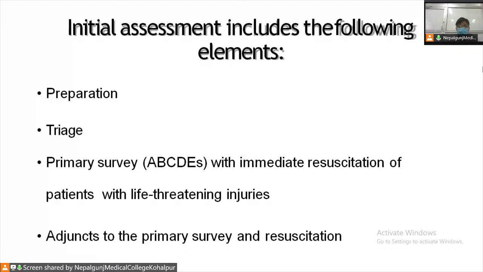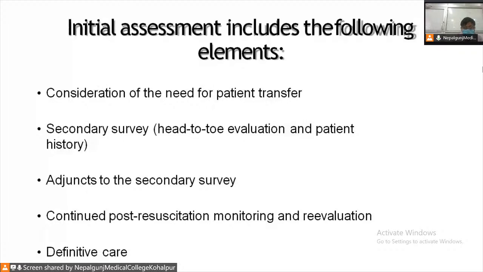Now, initial assessment of the patient includes first the preparation, then triage, then primary survey, which includes ABCDE, with immediate resuscitation of patients with life-threatening injury, and then the adjuncts to the primary survey and resuscitation. After that, if the trauma has occurred in a far area from the hospital, then we might need to consider the patient for transfer. And if it is needed, we do accordingly.